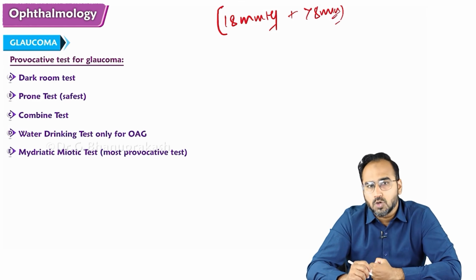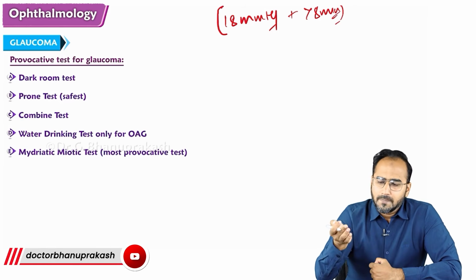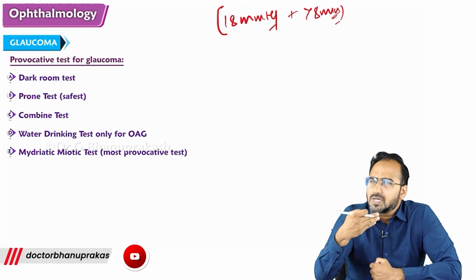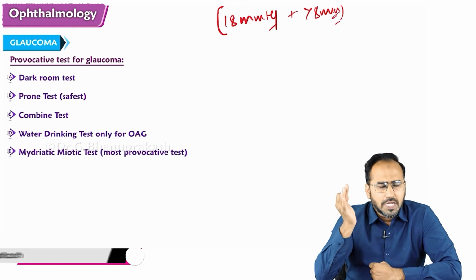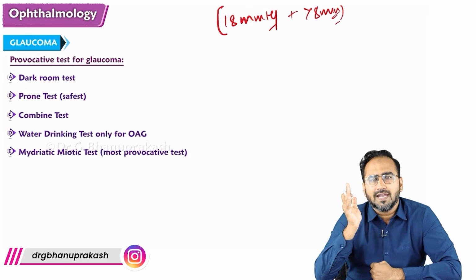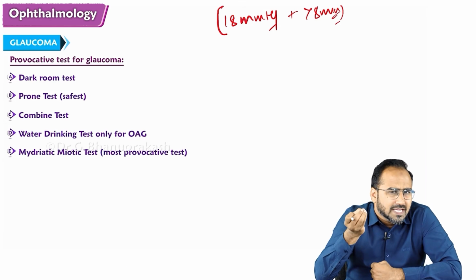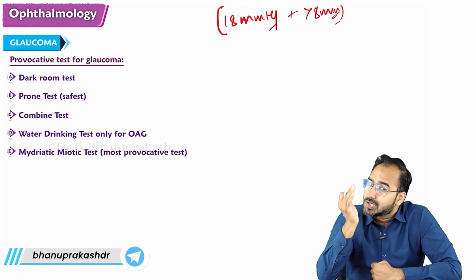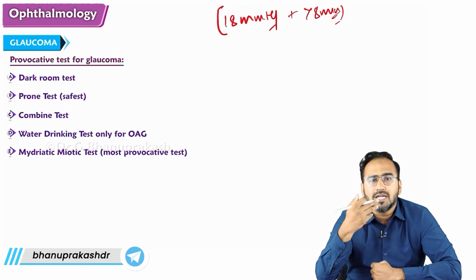Second is called what, guys? Prone test. The safest test is the prone test. Prone test meaning what? You tell the patient to lie in a prone position. But before that, you check his intraocular pressure. We take the baseline value as 18. In normal circumstances, if you make a person lie in a prone position and after 1 hour of proning you check his intraocular pressure, it will be increased by 4 or 5 mm of Hg. But if the intraocular pressure increases by more than 8 mm of Hg, then it is suggestive of glaucoma. So that is called the prone test.